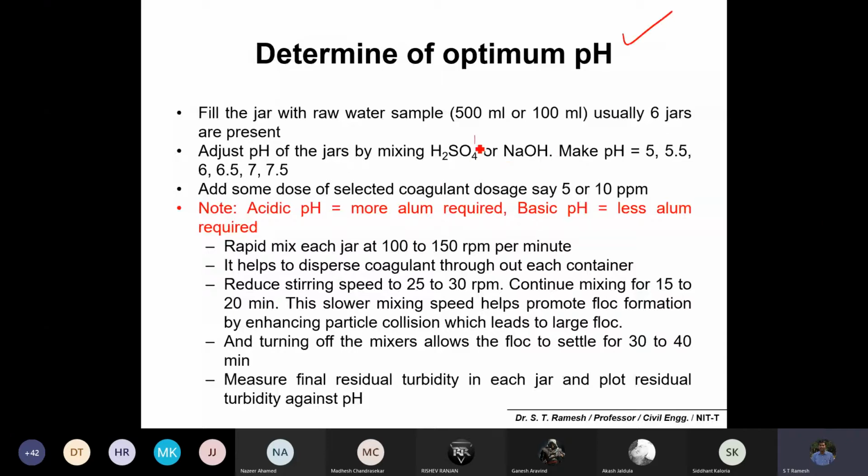This is only the trial, as I have explained in simple terms. In the first experiment on pH, if you want to alter the pH, you can add sulfuric acid or sodium hydroxide, because initially the sample may be at a constant pH. If you want to lower the pH, add sulfuric acid. If you want to increase the pH, add a base, sodium hydroxide. Thereby you can make these ranges. Then rapid mixing and slow mixing, and finally settling.